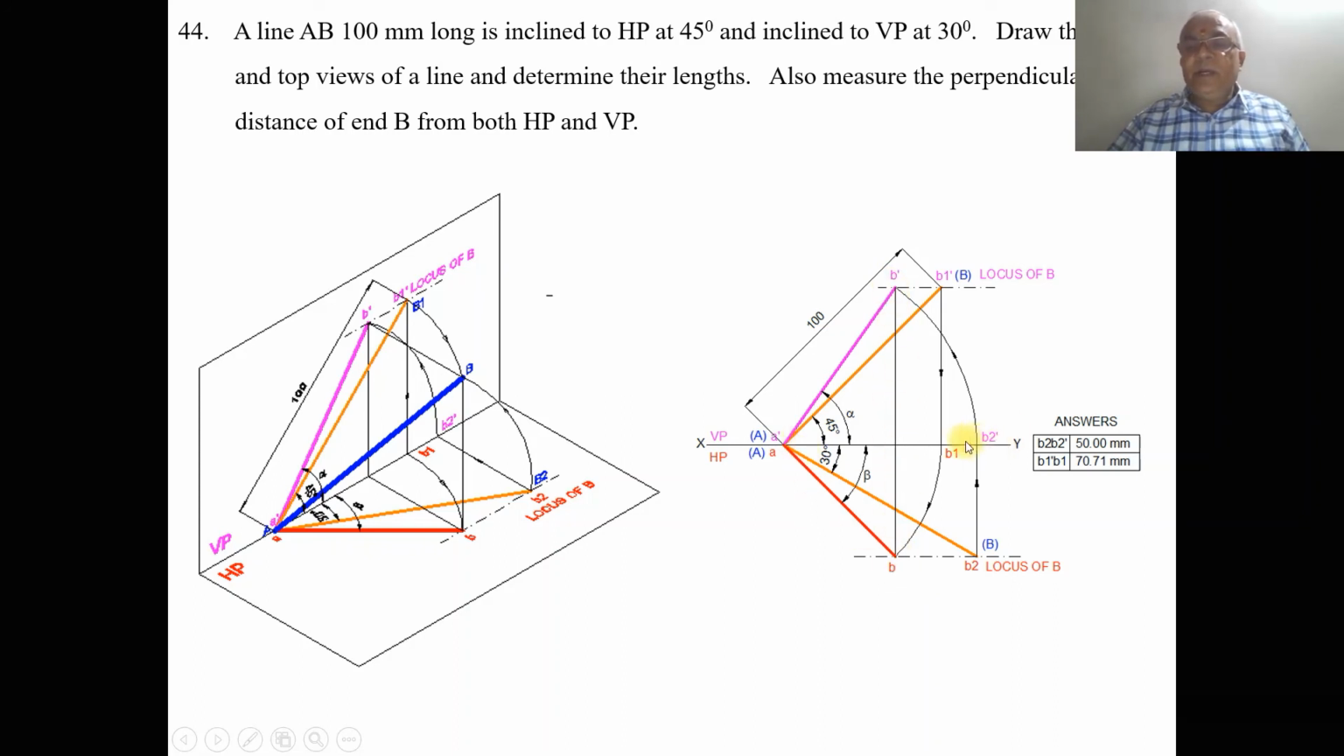Then, using the scale, you measure the distance from B1 dash to B1, which will be equal to 71 mm when you are doing it manually. Similarly, measure the distance from B2 dash to B2, which will be 50 mm using the scale. Then mark these and show the dimensions accordingly, and this is how you will be able to analyze and solve this problem manually. Thank you.